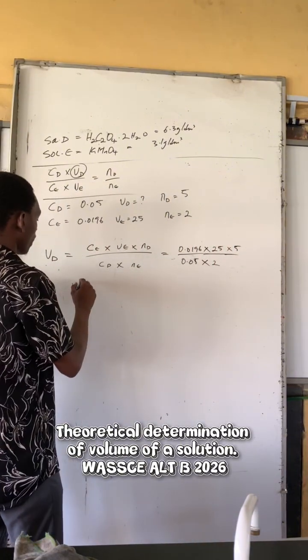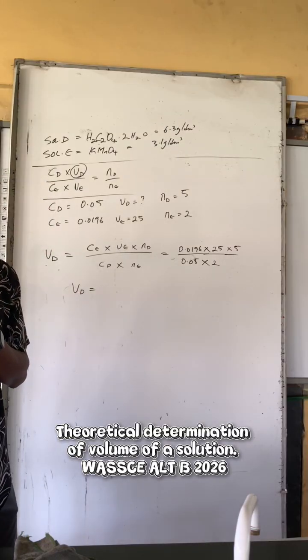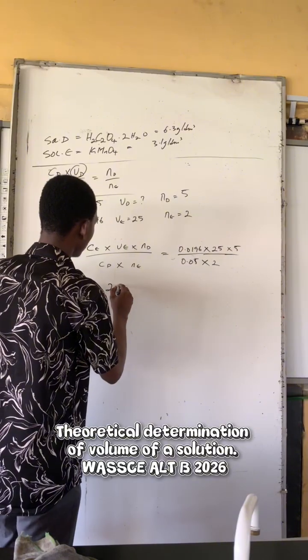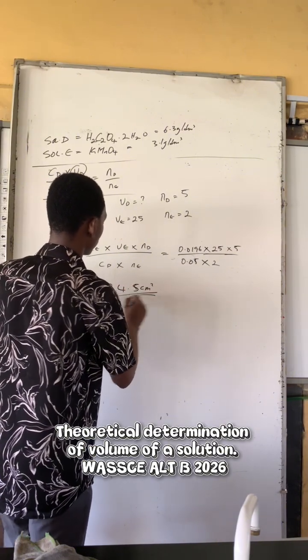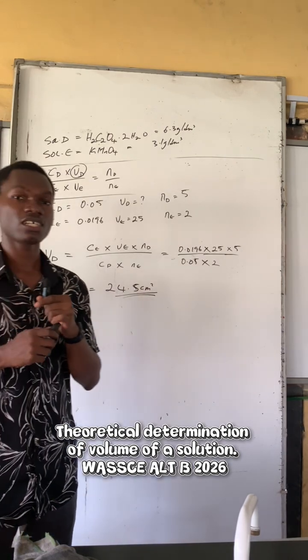So if we simply do that, multiply, divide all that, you get 24.5 cm cube. So this is the average volume of the acid to be used.